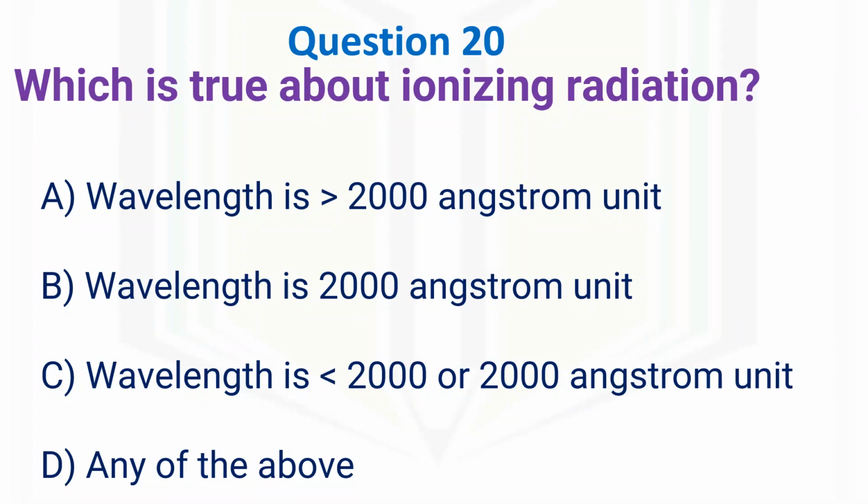Question number 20, which is true about the ionizing radiation? Options are: wavelength is more than 2000 Armstrong unit, wavelength is 2000 Armstrong unit, and wavelength is in the range of less than 2000 up to 2000 Armstrong unit. Option D is any of the above. And the correct option is option number C, the wavelength is less than 2000 or 2000 Armstrong units. So the radiation can vary from 10 to 2000 Armstrong units.